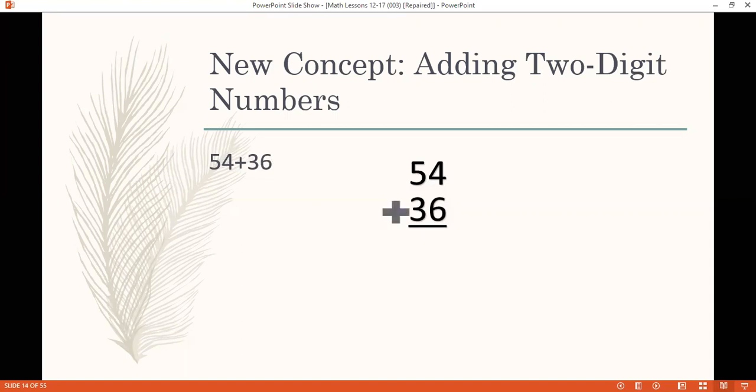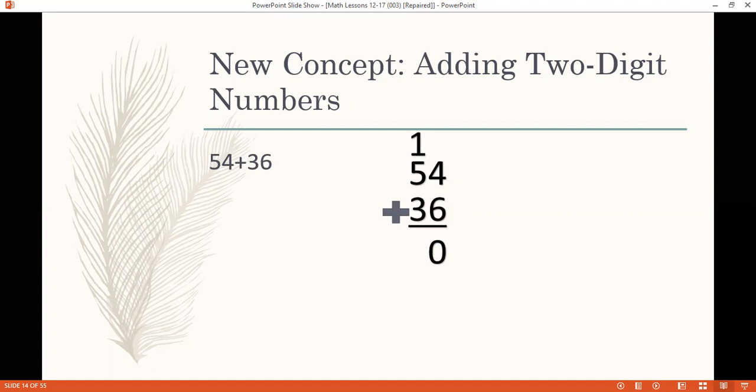And then we're going to look at our ones place value. Which two numbers are in our ones place value? If you said 4 and 6, awesome job. 4 and 6 are in our ones place. And which of our two numbers are in our tens place? If you said 5 and 3, phenomenal job. 5 and 3 are in our tens place. So what is 4 plus 6? If you said 4 plus 6 was 10, awesome job.